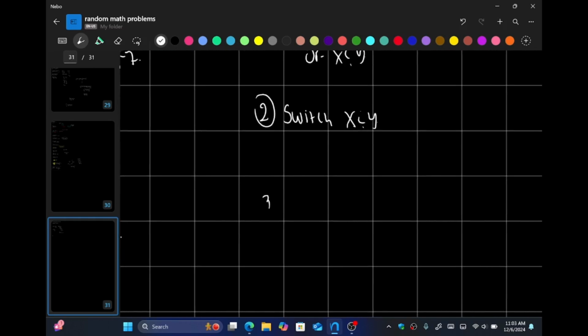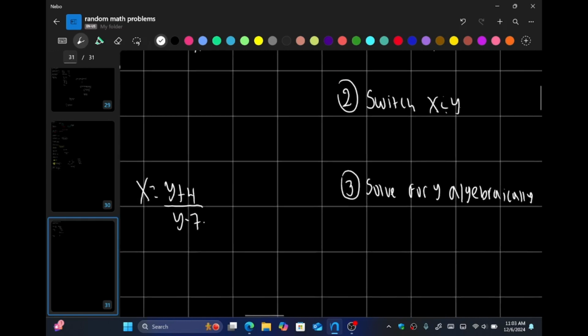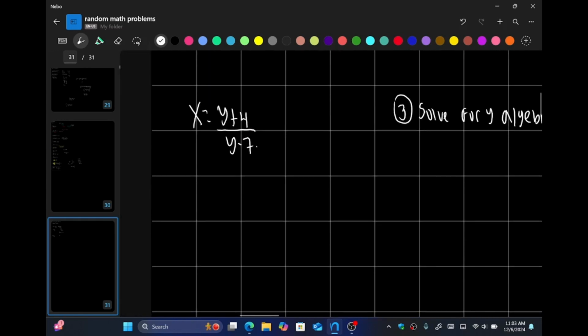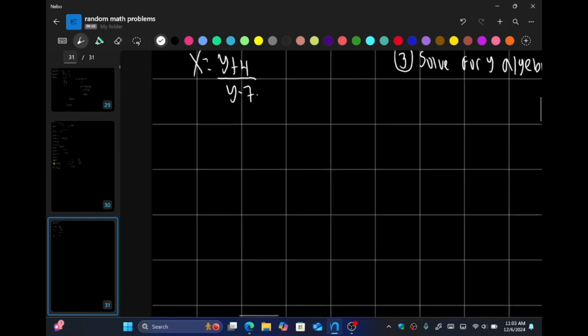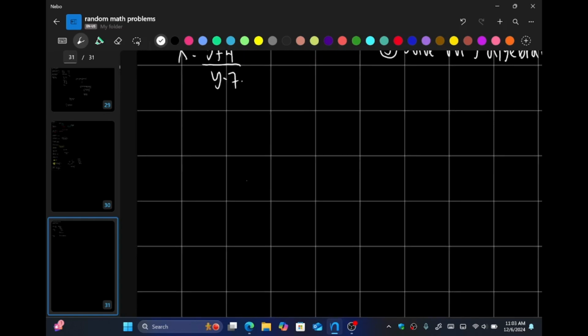Now, number 3 is solve for y algebraically. Now, this is going to be a pretty quick one, guys. At least I hope it will be. So it's not going to take as long as my other videos. So we're going to grab x equals y plus 4 over y minus 7 and just solve for y algebraically.